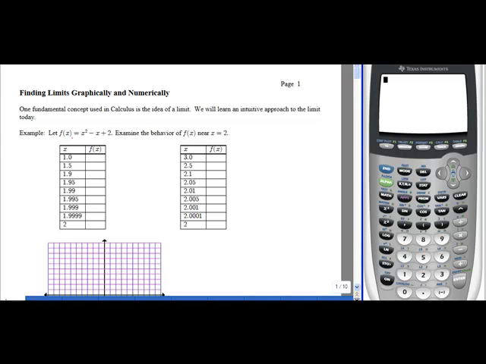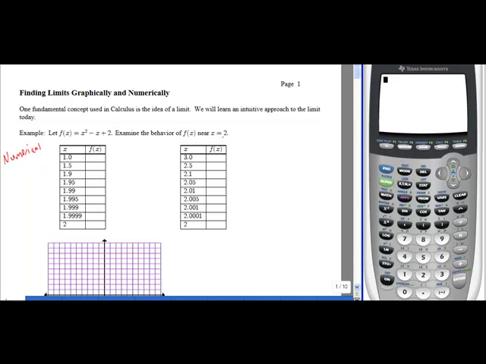We have our function f of x, which is the quadratic function x squared minus x plus 2, and we're going to examine the behavior of f of x near x equals 2. So one way to do that is to use a table of values, and this is called a numerical approach, where you're making a table of values. And what we're going to do is look at values of x near 2.